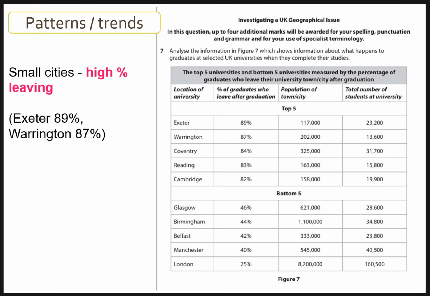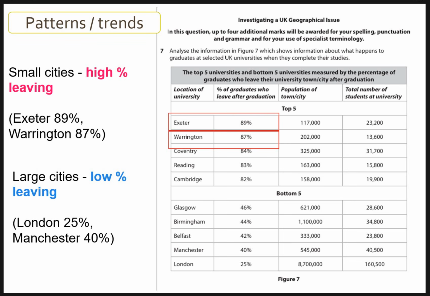So Exeter 89, Warrington 87. Large cities, low percentage of graduates are leaving. So in London we have 25% and 40% in Manchester.